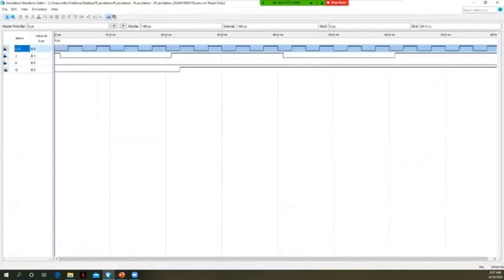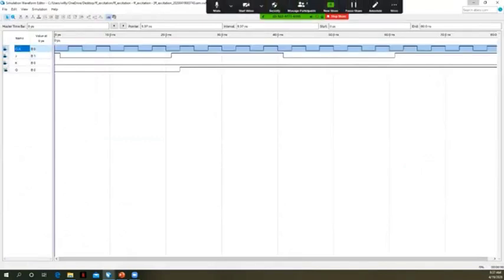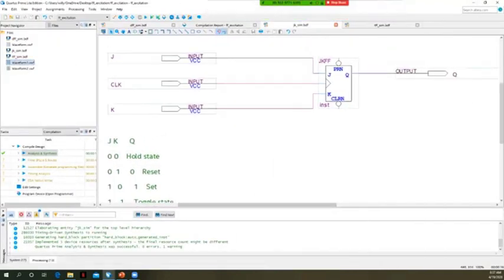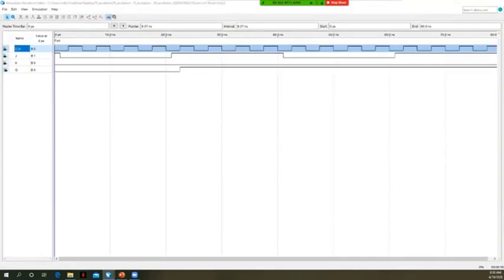All right. Let's take a look at what happens. Again, I should mention, this is a JK flip-flop. It has the inputs J and K. It has the clock input. The triangle is the clock. It's a rising edge triggered clock. We don't have anything hooked up to the preset and the reset. And here's our output.